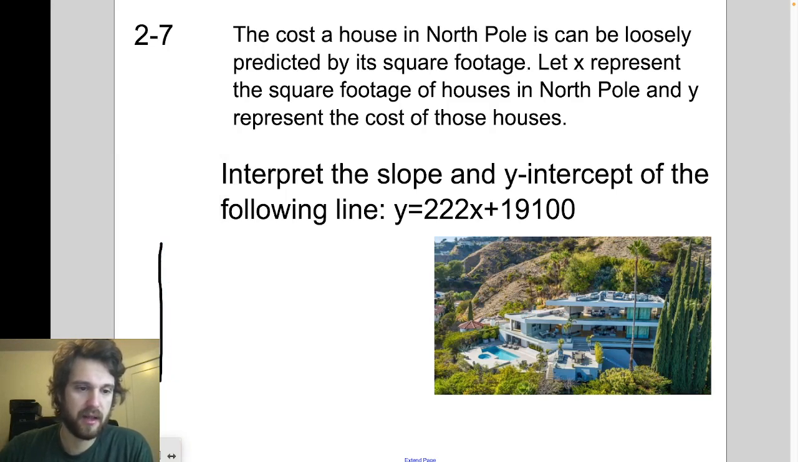That looks like a Fairbanks North Pole house right there, if I've ever seen one. It's the foliage. The foliage is what gives it away.